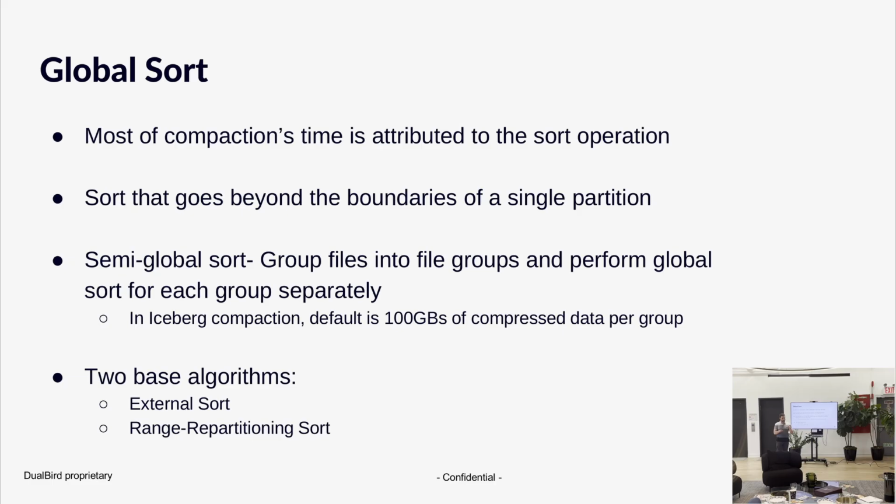Like I said, it is global sorting or semi-global sorting, which means that you group some of your table together. You don't necessarily sort the entire table together, but rather you create subgroups in the table and do a global sort within them. In the case of Iceberg, the default is 100 gigabytes of compressed files. It could be different numbers, but it is still a global sort in the sense that you sort outside of a single Spark partition boundary. And that's a big deal because it means that it involves a shuffle.